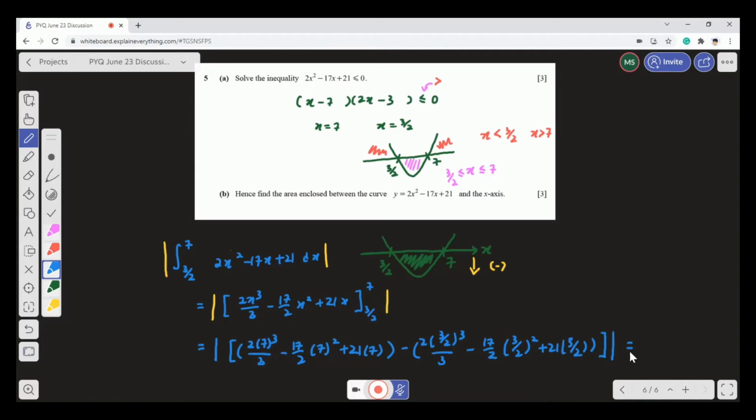Teacher, do we only add the modulus when it's under the x-axis, like the graph? Correct. If any area is below the x-axis, you have to add a modulus. You have to make it positive, or else your answer is wrong.